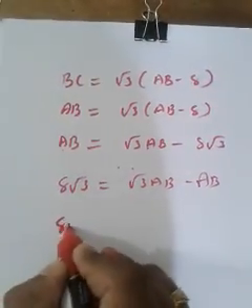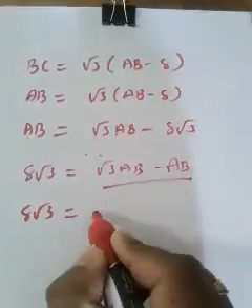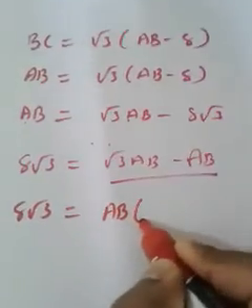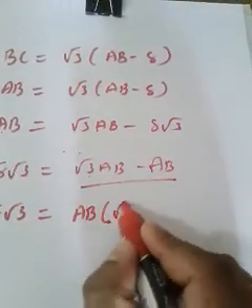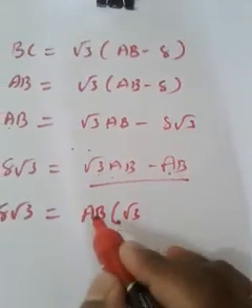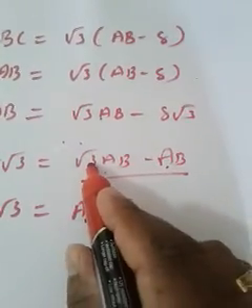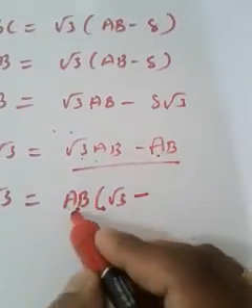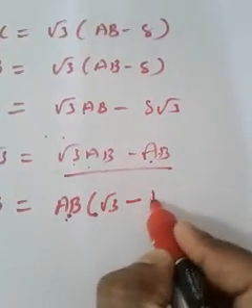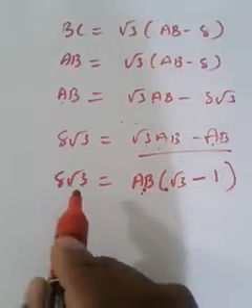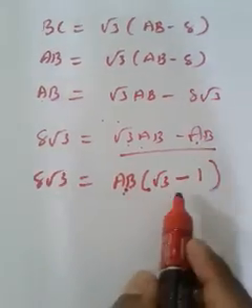Okay, it becomes 8 root 3 equals, which you can take AB outside from here. When you take AB outside, what remains here is root 3. In both terms AB is there, so that's why I took AB outside. What is remaining here? Root 3 minus, since AB is outside here, nothing will remain, you have to write 1. So we got 8 root 3 is equal to AB into root 3 minus 1.